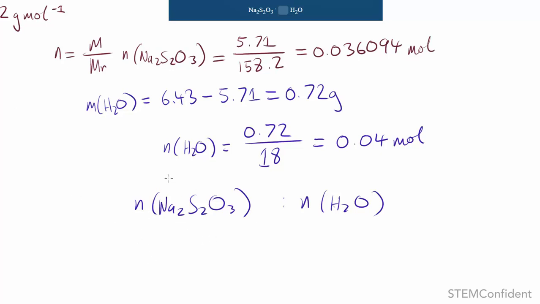So on this side, it's going to be what? It's going to be the value we calculated here, 0.036094, and that's going to be in ratio with 0.04.